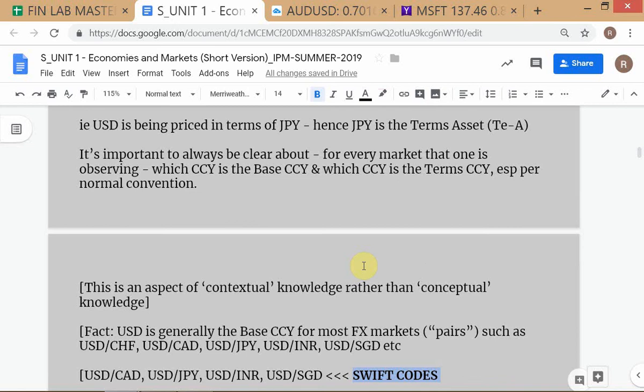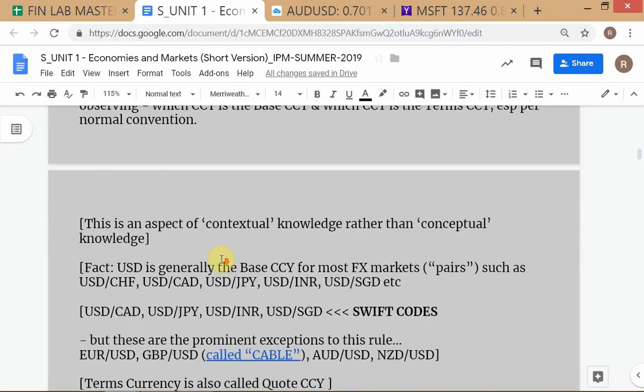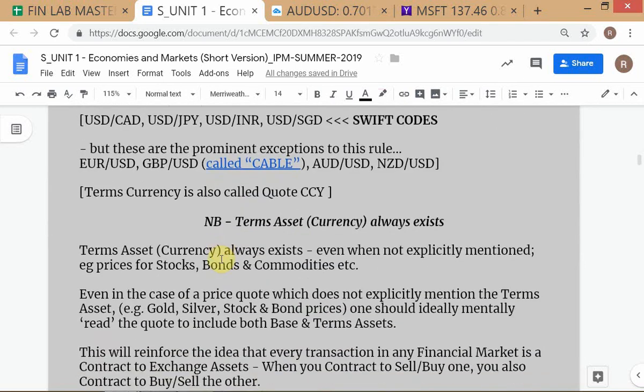CHF is because if you notice Swiss consulate cars in Delhi, they will have CH. CH is the official name abbreviation for Switzerland. It's Confederation Helvetica, that's the name for Switzerland. That's why it's Confederation Helvetica Franc, CHF. Not a big deal, it's just quiz trivia. So these are called SWIFT codes.